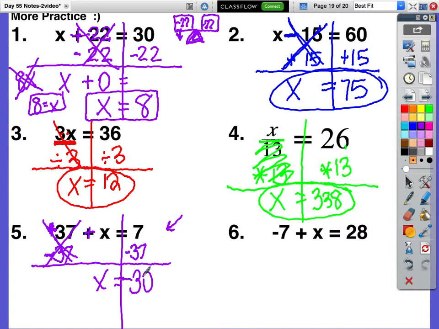You should get negative 30, so x equals negative 30. All right, number 6. Negative 7 plus x equals 28.